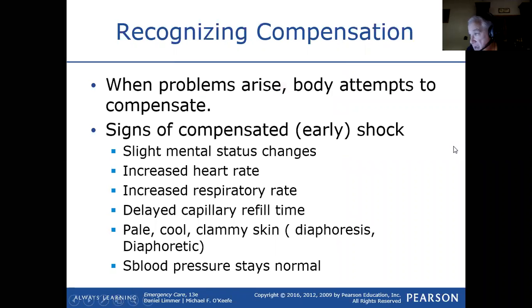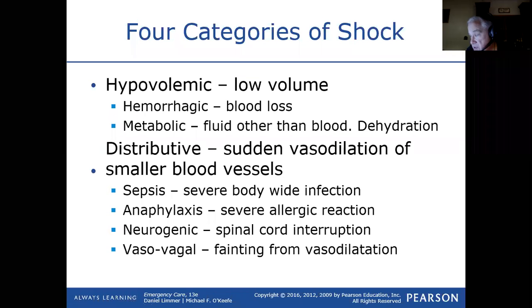So now we've talked about the 4 categories, right? So we said 4 categories. They all lead to shock for different reasons. So in the hypovolemic, there's not enough volume of either blood or fluid. In distributive, the small blood vessels dilate. Again, if they get bigger, the pressure has to drop inside the system, so they're not circulating blood well.